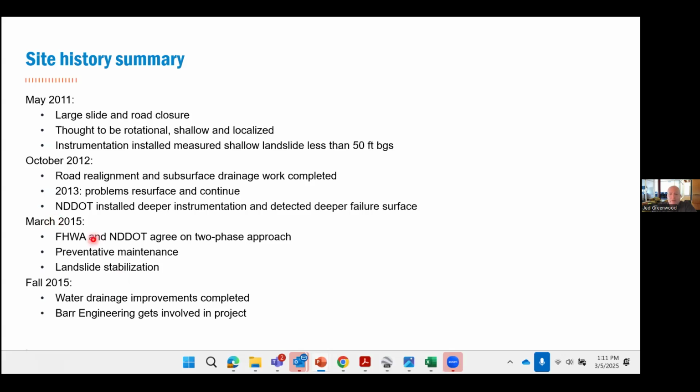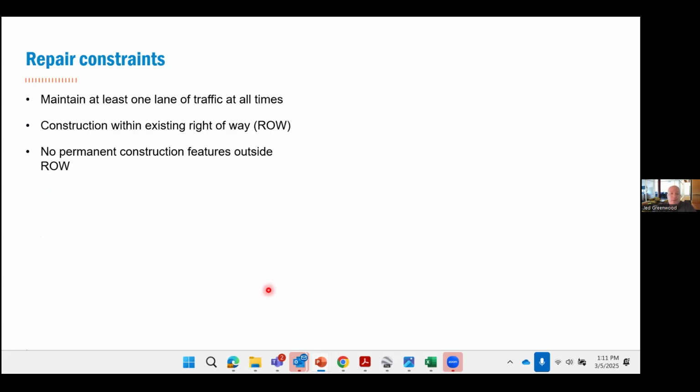March 2015, there's this two-phase approach. They wanted to get this landslide fixed so they didn't have to go out and repair these failures, close the road, and so on. They wanted to have something more permanent. So fall of 2015, there were some drainage improvements, and that's when we got involved in the project.